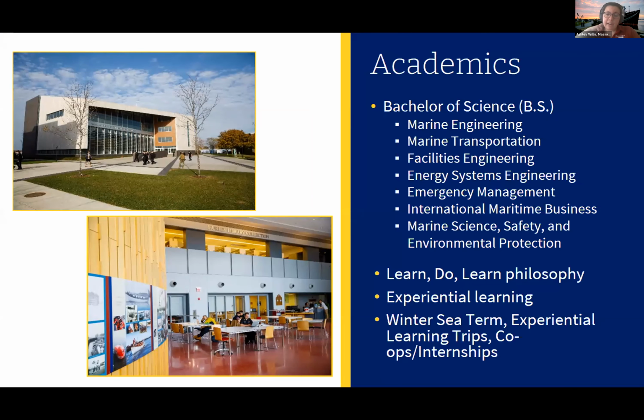So we have 7 undergraduate majors. They're all Bachelor of Science degrees. Marine Engineering and Marine Transportation are the two where you earn the U.S. Coast Guard license. We also have Facilities Engineering and Energy Systems Engineering, which are in slightly different ways, but both of them have a big focus on sustainable energy management, managing multiple systems within a large building or facility.